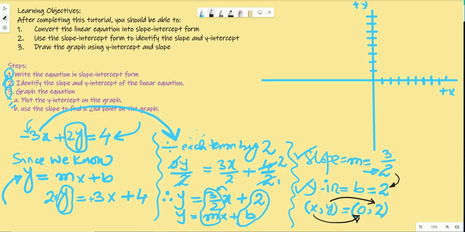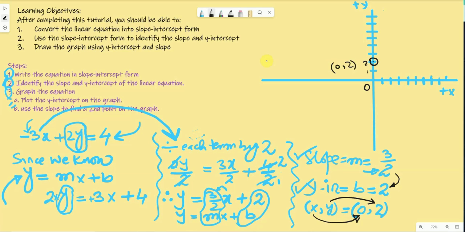This is our origin. At this point our x is 0 and y is +2. So this is +1, this is +2, and at this point our y-intercept is located. So the coordinates of y-intercept are 0, 2.